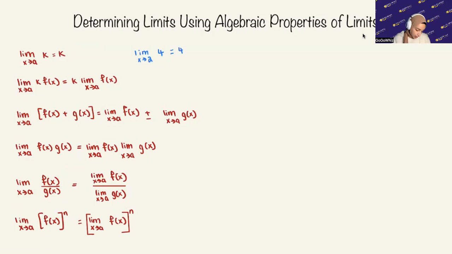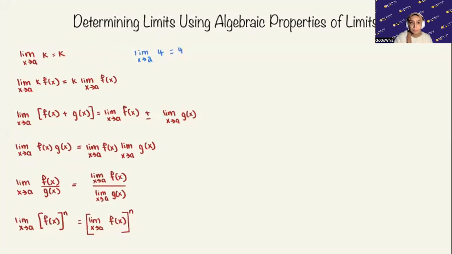Now, if we look at this next property, it's kind of similar. If I take the limit as x approaches a of a constant multiplied by the function, I could always take the limit of the function and multiply it by the constant. So I could always pull out the constant, and that holds true. And we can see that when we're doing something like this.